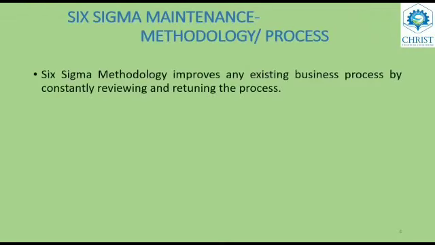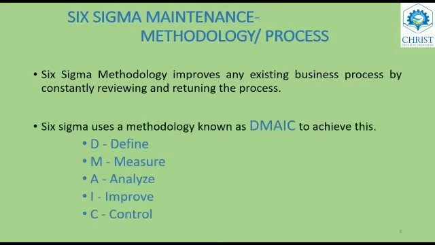Now, Six Sigma maintenance methodology and process. The Six Sigma methodology improves any existing business process by constantly reviewing and retuning the process. It uses a methodology known as DMAIC to achieve this. D for define, M for measure, A for analyze, I for improve, and C for control. Let's see each one.